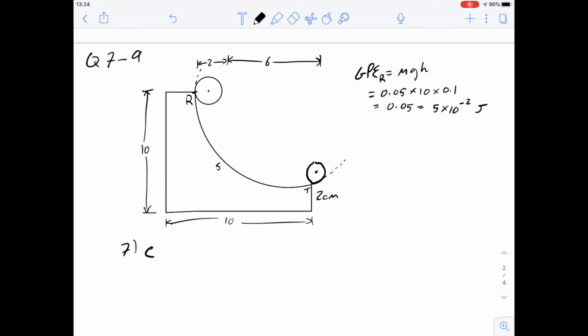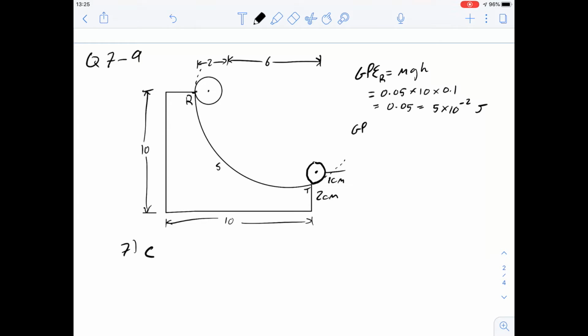We also know that the diameter of the ball is going to be 2 centimetres. We're told it's a solid ball, so we can assume it's uniform, and that means the centre of mass is going to be a further 1 centimetre up, so that means the height at T for the centre of mass is going to be 3 centimetres.